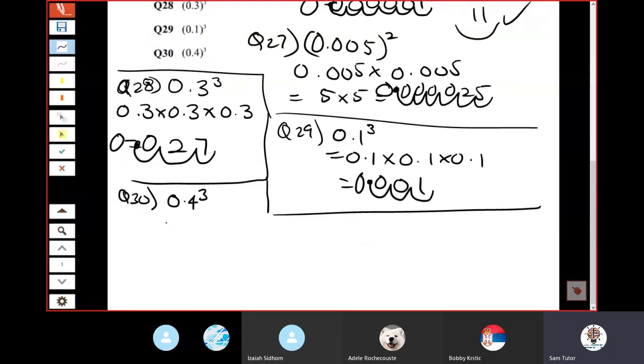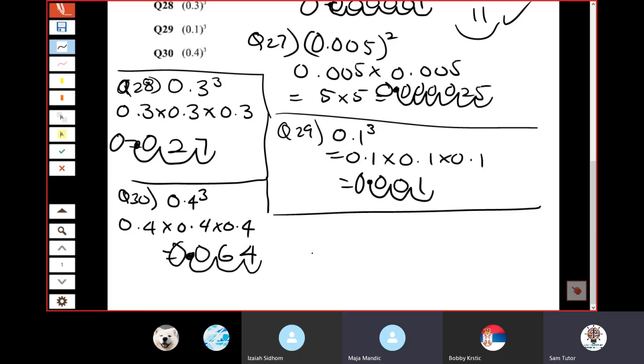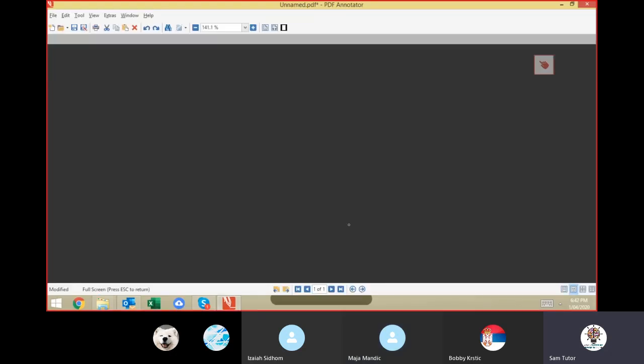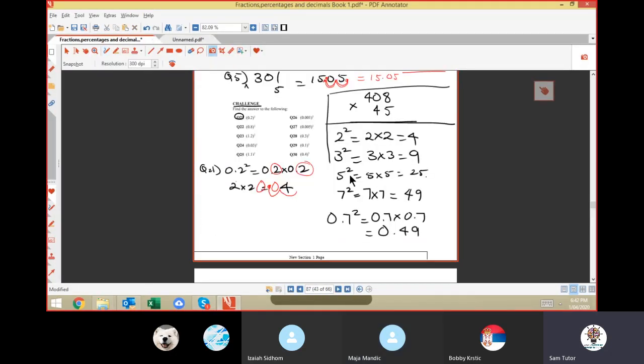0.4 cubed. Maya, this one's yours. So 0.4, times it by itself 4 times. No, not 4 times, 3 times. And then you're meant to do 4 times 4 times 4, which I will give you the answer for. 64. And then you've got to do 3 spaces back. So it'll be 0.064. I think we're doing well with that.